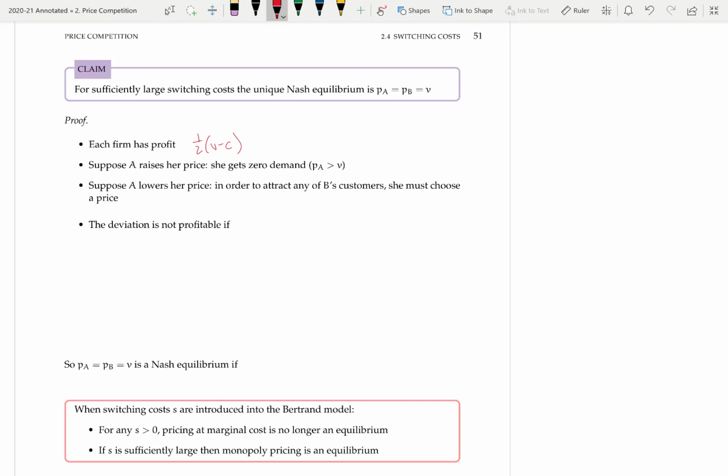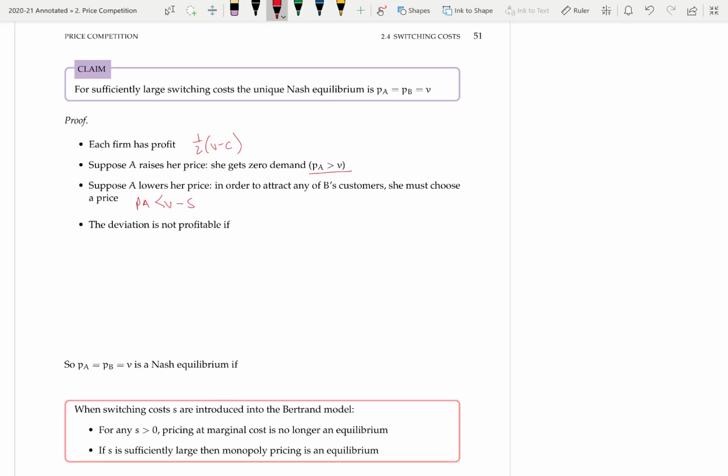So to show this is a Nash equilibrium, we need to show there are no profitable deviations. So let's look at the possible deviations. Let's suppose A raises her price. Then she'll get 0 demand because now her price is above V, which is the most anyone is willing to pay. What about if A lowers her price? Well, in order to attract any of B's customers, she must choose a price that is less than B's price by more than the switching cost. So A's price must be less than B's price, which is V, minus the switching cost. And with a price like this, A will get all of the demand. The demand will be 1.